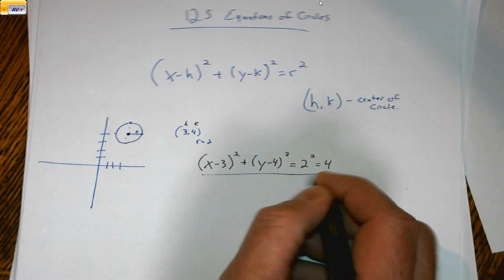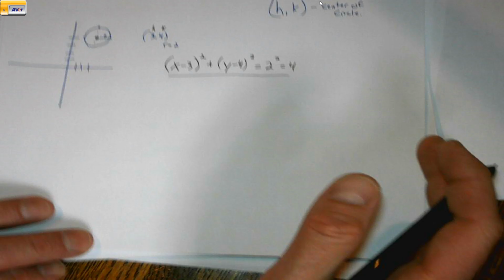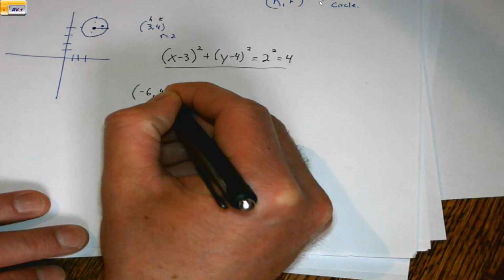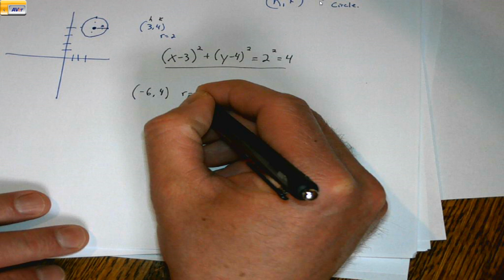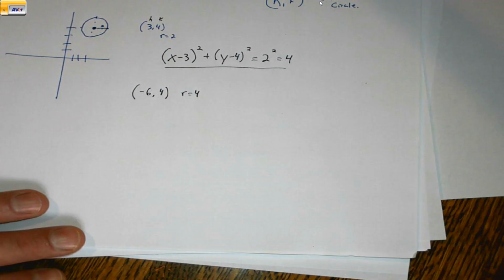And I just leave it like that. I don't have to rewrite it or do anything like that at all. Another example, same basic idea. Let's say I have the ordered pair of (negative 6, 4) and a radius of 4. This time I'm not going to draw the example. I don't think we really need to draw all of these all the time. We're just going to write the equation of the circle in standard form.